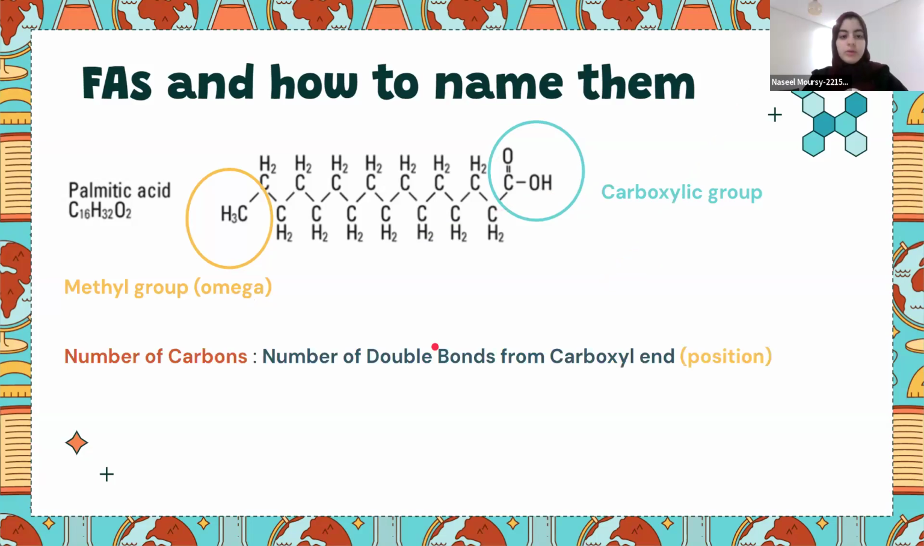Now, how do we name fatty acids? A fatty acid is named by a ratio, the ratio of carbon atoms to the number of double bonds that we have, counted from the carboxylic end, from the COOH group. Do we have any double bonds here? No. So the name of palmitate is going to be 16:0. And this means that palmitate is saturated. Remember that saturated means we do not have double bonds, they're only single bonds.